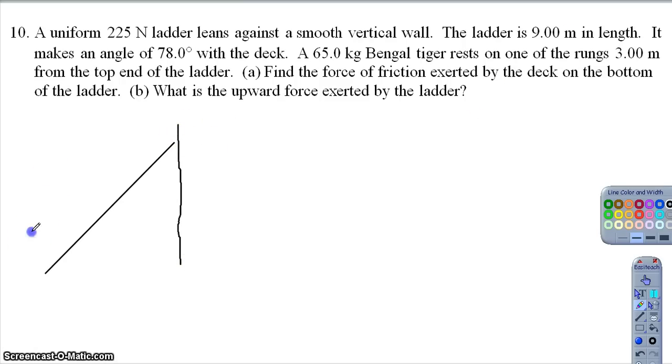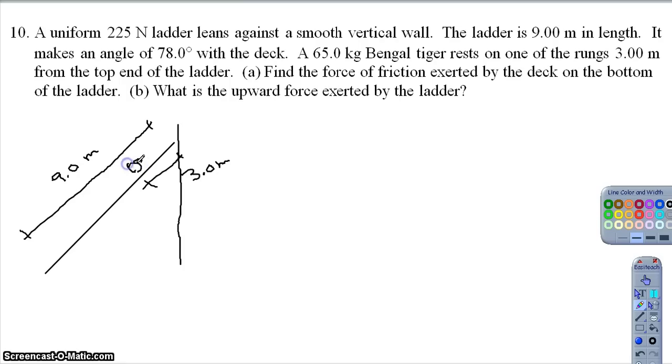The total length of the ladder is 9 meters, right? So I know that entire distance is 9 meters. It makes an angle of 78 degrees with the deck. A 65 kilogram Bengal tiger rests on one of the rungs that's 3 meters from the top end. So naturally we put a tiger on this ladder, and he's 3 meters from the top. Okay, so 3 meters down from the top, that's where we've got our tiger.